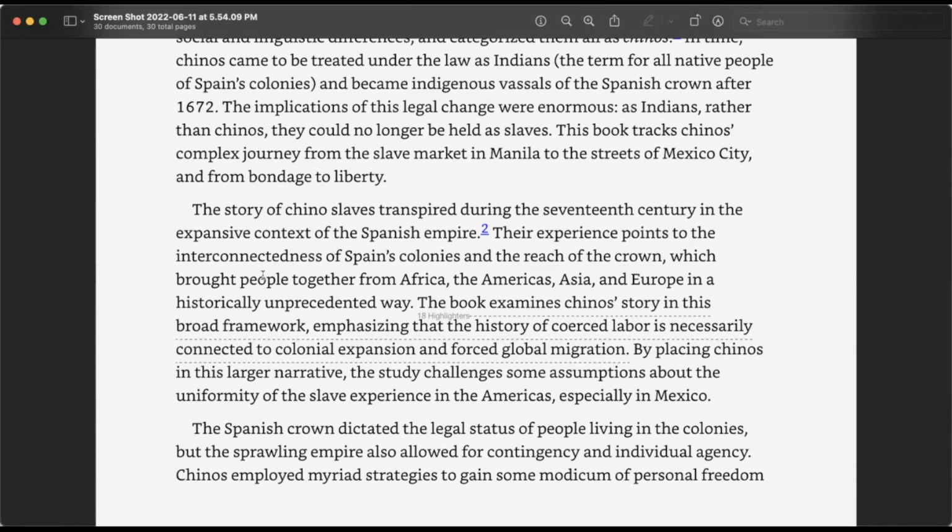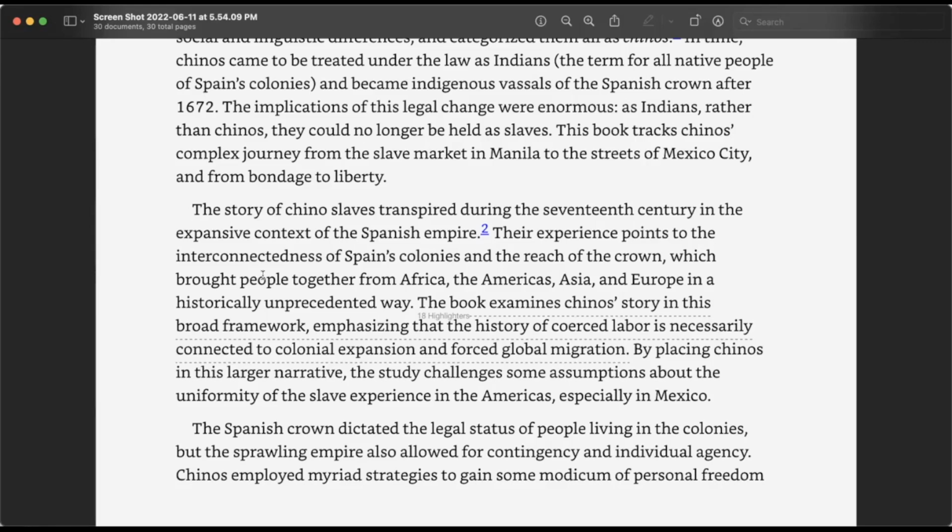This is an older book. It says the book examines Chino's story in this broad framework, emphasizing that the history of coarse labor is necessarily connected to colonial expansion and forced global migration.